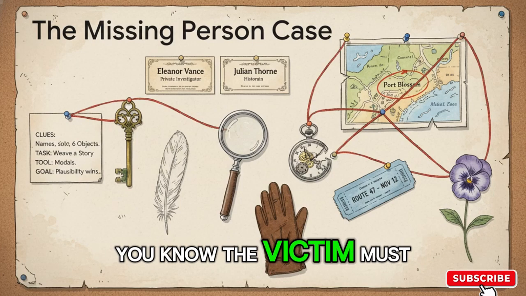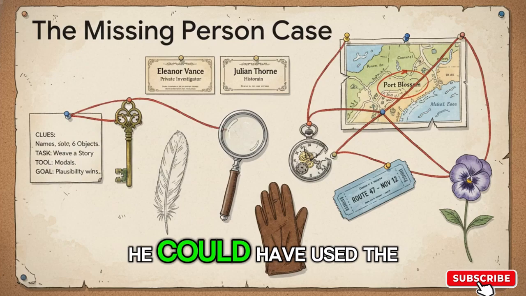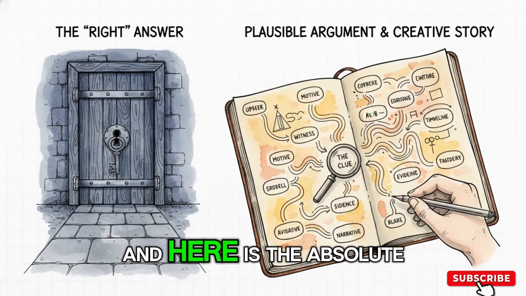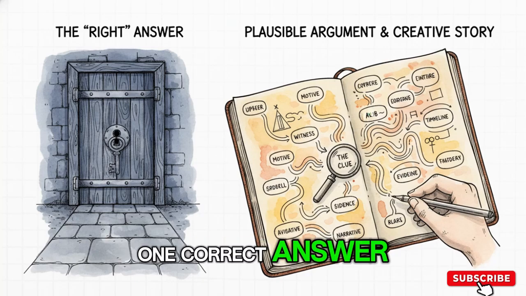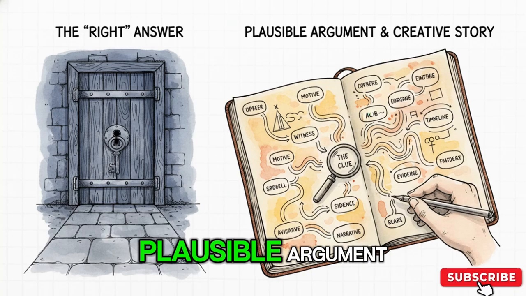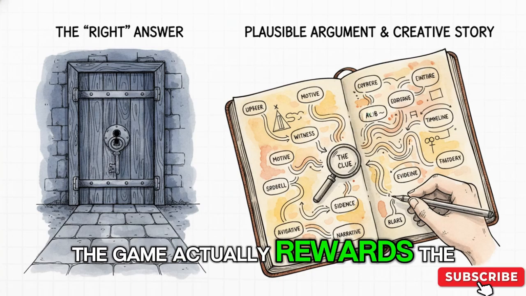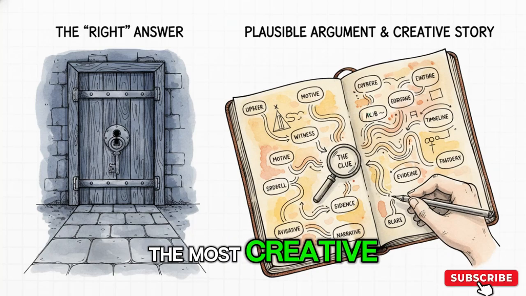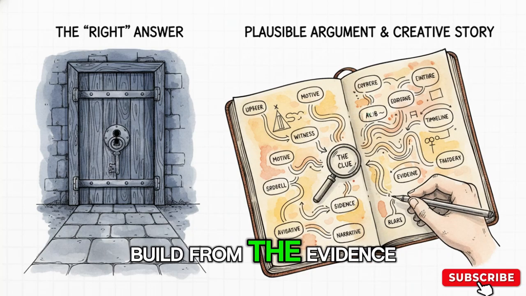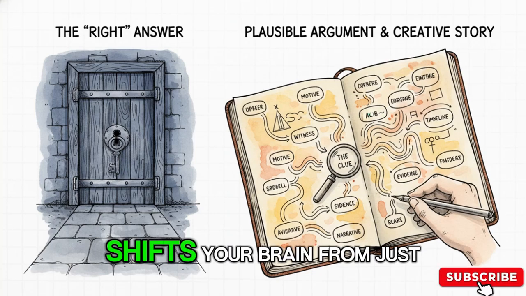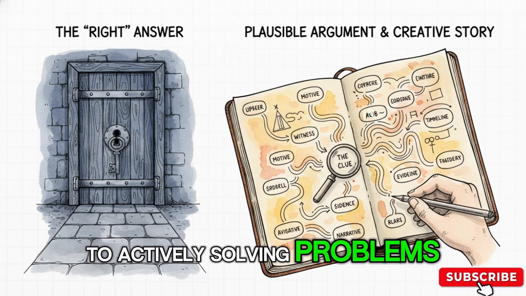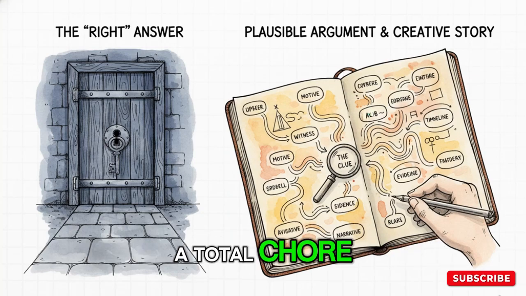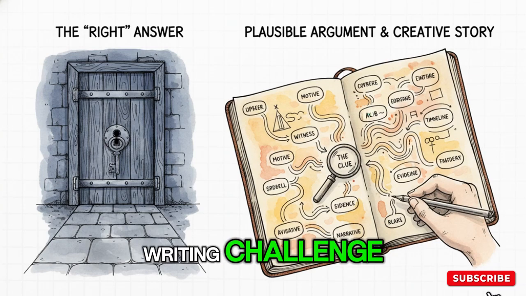You know, the victim must have known the suspect. He could have used the rope to escape. And here is the absolute key. It's not about finding the one correct answer. It's all about building a plausible argument. The game actually rewards the best theory, the most creative, most logical story you can build from the evidence. And that shifts your brain from just passively memorizing rules to actively solving problems. It turns grammar practice from a total chore into a super cool creative writing challenge.